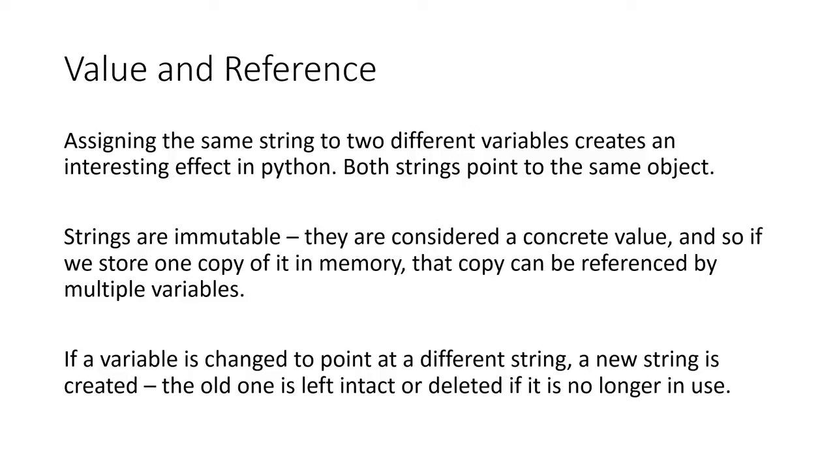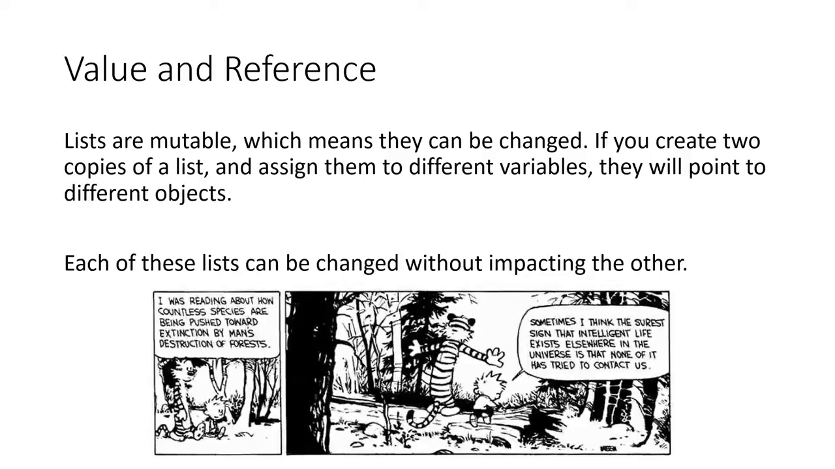One of the things to take away from this is that this is actually a lot of computing power that goes into managing these strings. Creating and removing things from memory is not generally a cheap operation in terms of computing time, so string operations are quite costly. Lists, on the other hand, are mutable, which means they can be changed. If you create two copies of a list and assign them to different variables, they will point to different objects. Each of these lists can be changed without impacting the other.